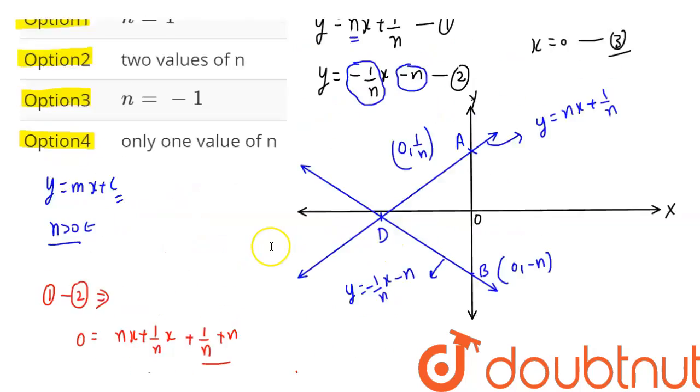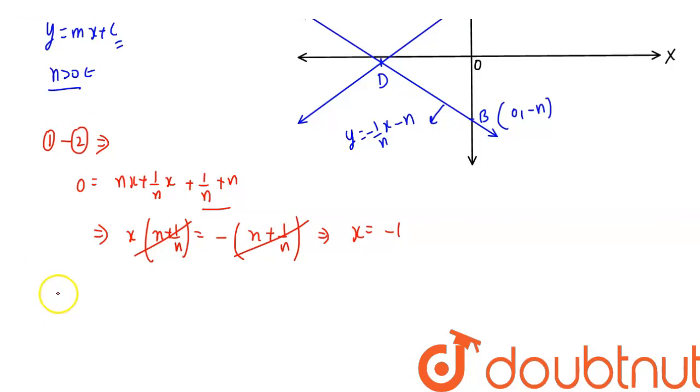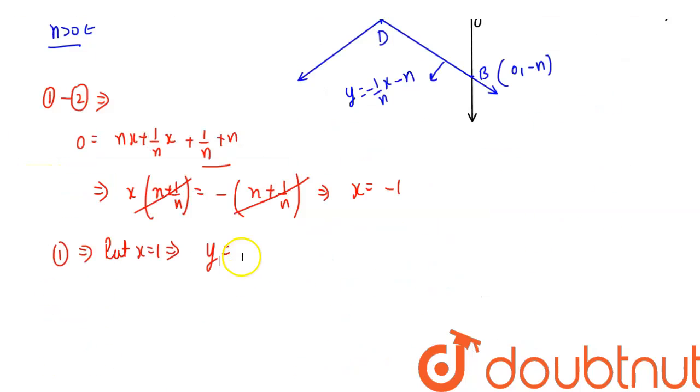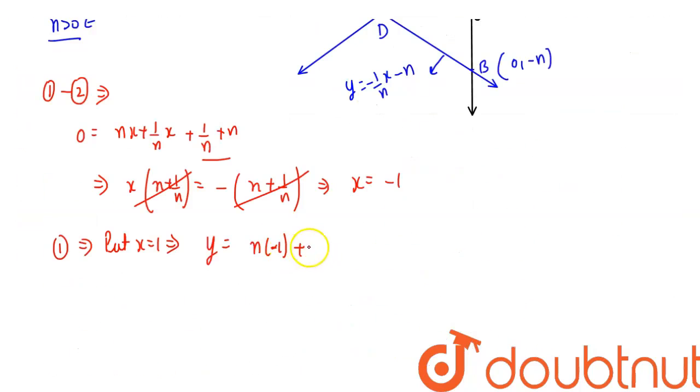Now we are going to find the value of y. So in equation 1 we put x equal to minus 1, and on doing that we get y equal to nx plus 1 by n. So here we get n times x, where x is minus 1, and here we have plus 1 by n. So from this we finally get the y coordinate as minus n plus 1 by n.